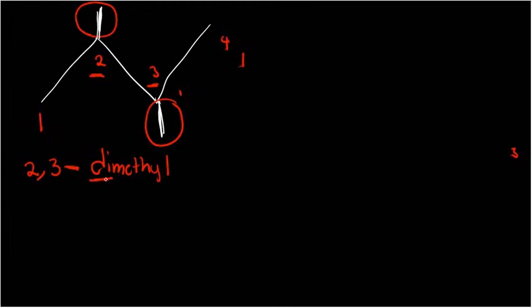Why di? Because to show that there are 2 methyls. So you have to say dimethyl. What is the name of everything? It's butane. Why butane? Because 1 here, 2, 3, then 4. So that's why I've said 2, 3 dimethylbutane, like that.